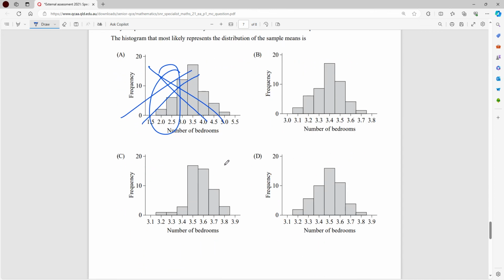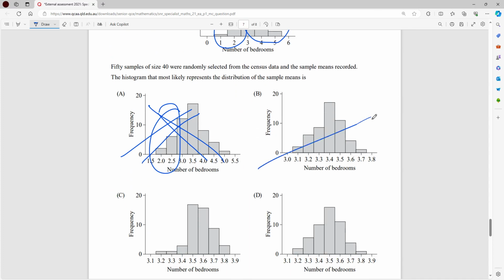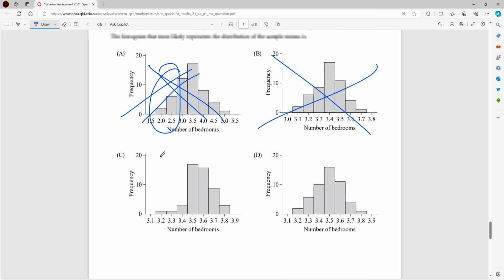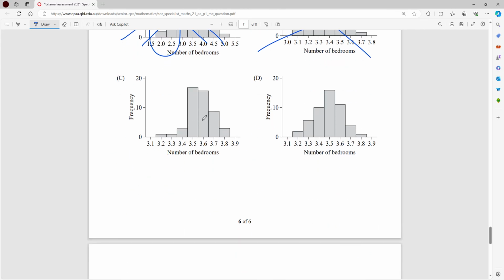Now, take a look here. Looking at the averages. This one looks pretty good. However, the average doesn't match up. The average is 3.5. This is 3.4. So that one can't be correct. Now, it's pretty much down to these two here, okay? Now, when you think about it, even though it's a bit short here, there's still a bit of data. It's not as significant as this.